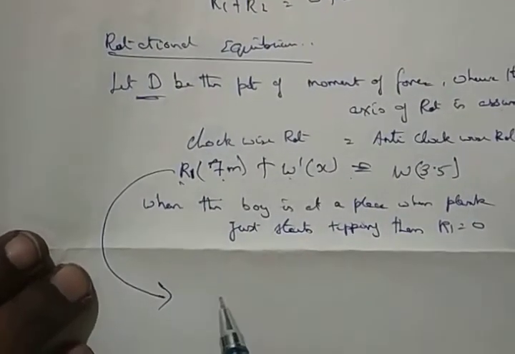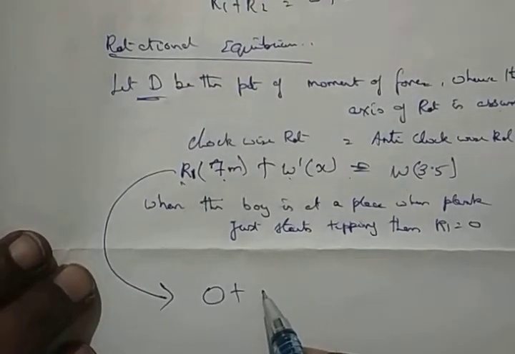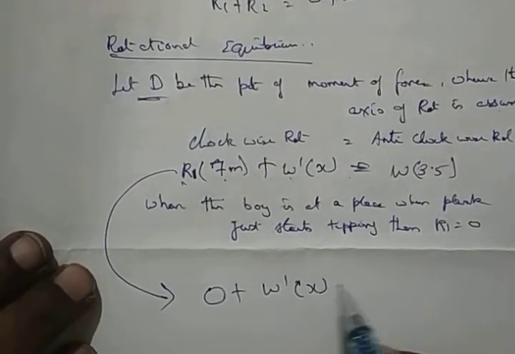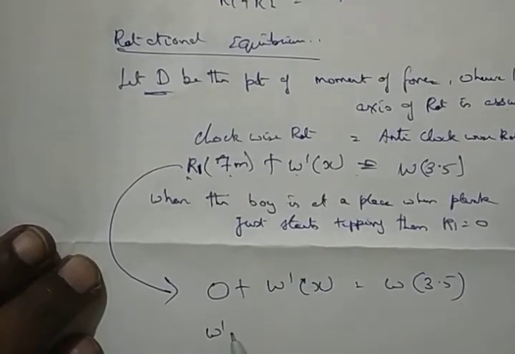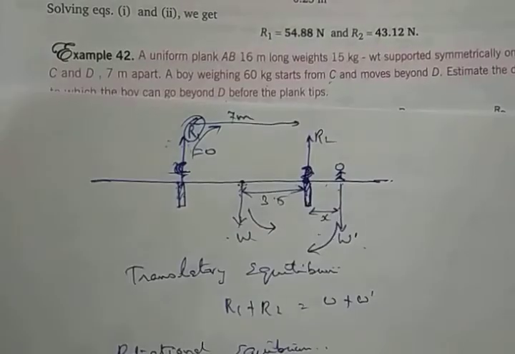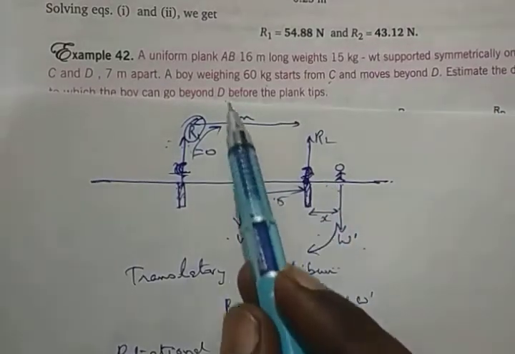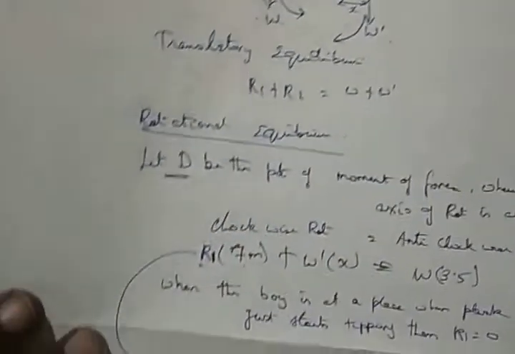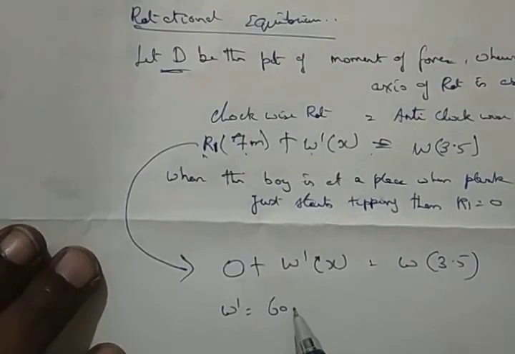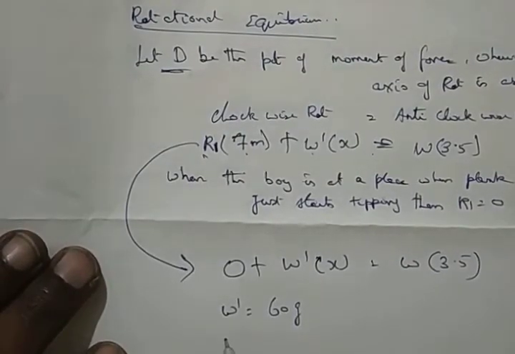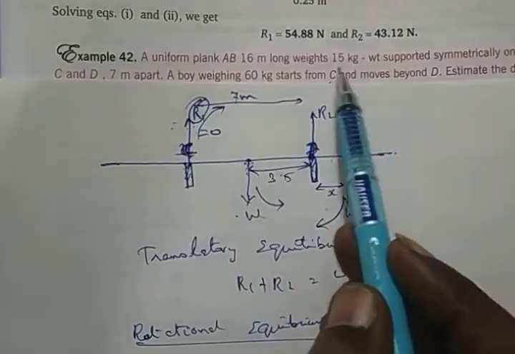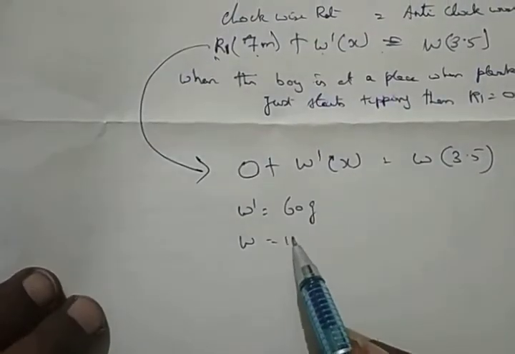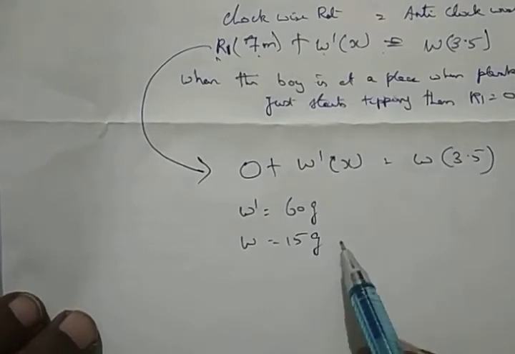So when R1 is equal to 0, put it here. So here what happens? 0 plus W dash into X is going to be equal to W into 3.5. So what is W dash? This guy's weight is given here. How much is this? 60 kg. So W dash is 60 into G. And what is W? W is the weight of the scale itself, 15 kg weight. W is 15 G.